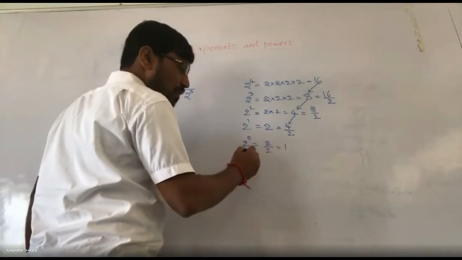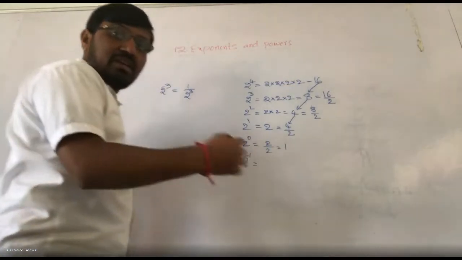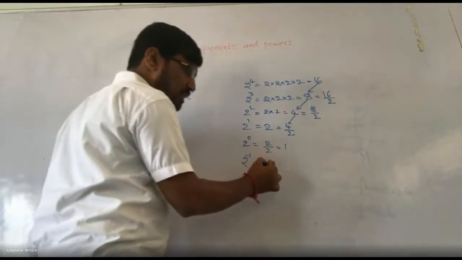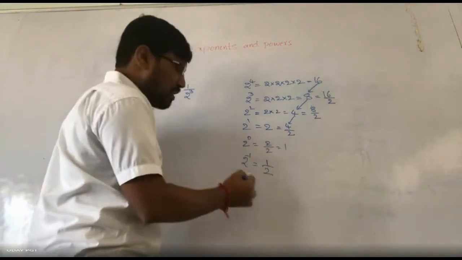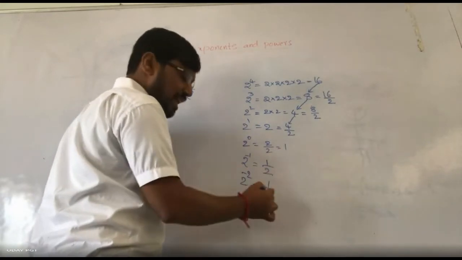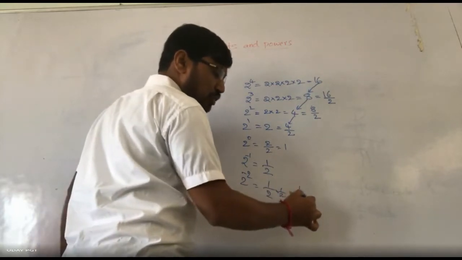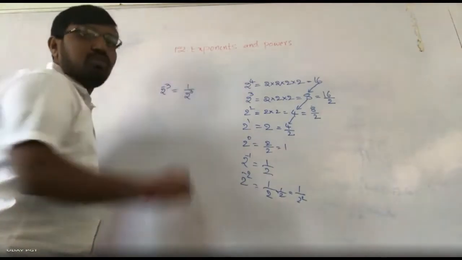So 2 power minus 1 means I am going on decreasing. When you are decreasing the power, you need to divide by 2 because the base is 2. So 2 power minus 1 is nothing but 1 by 2. This you should divide by 2. So 2 power minus 2 is 1 by 2 into 1 by 2, we get 1 by 2 square. Like that 2 power minus 3 means 1 by 2 cube we get.